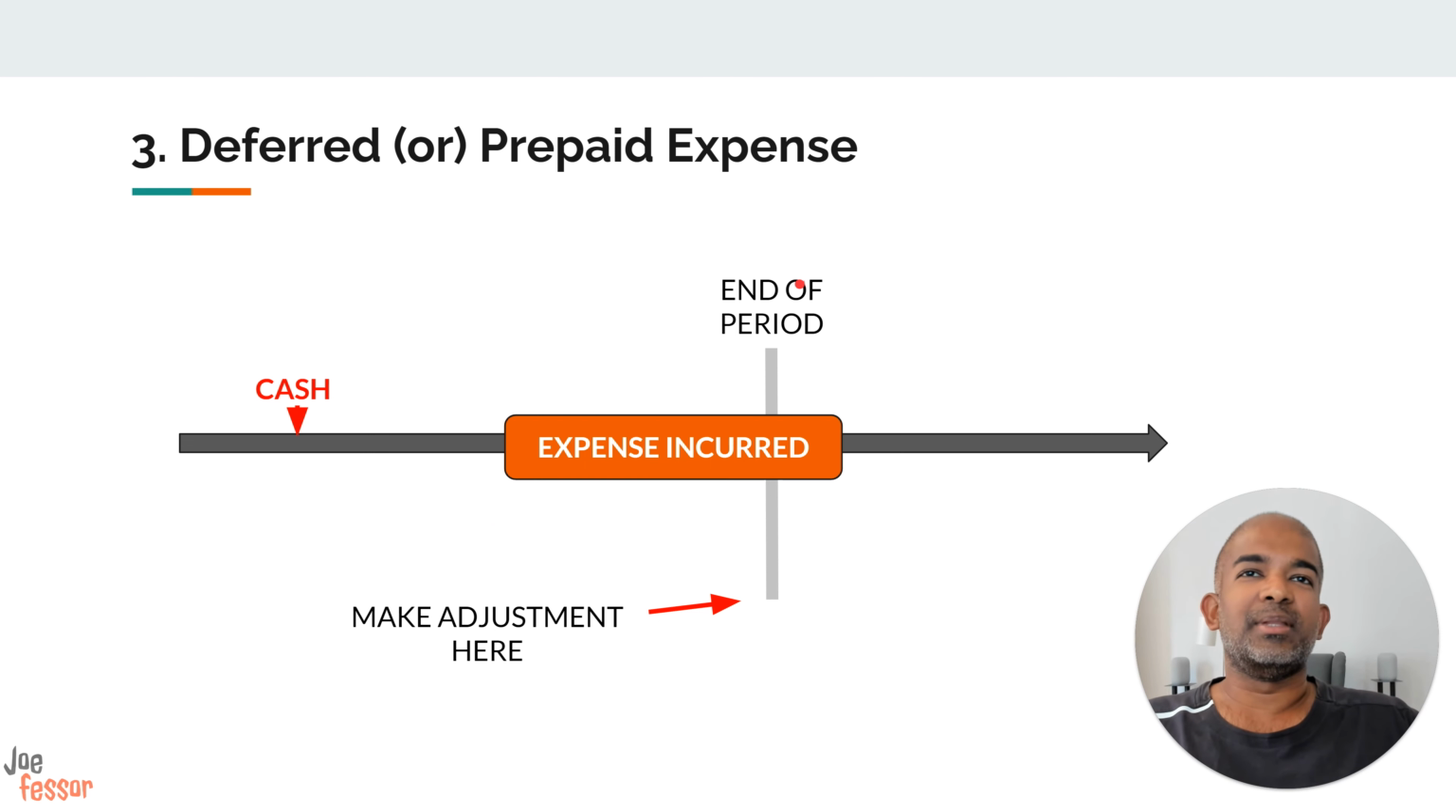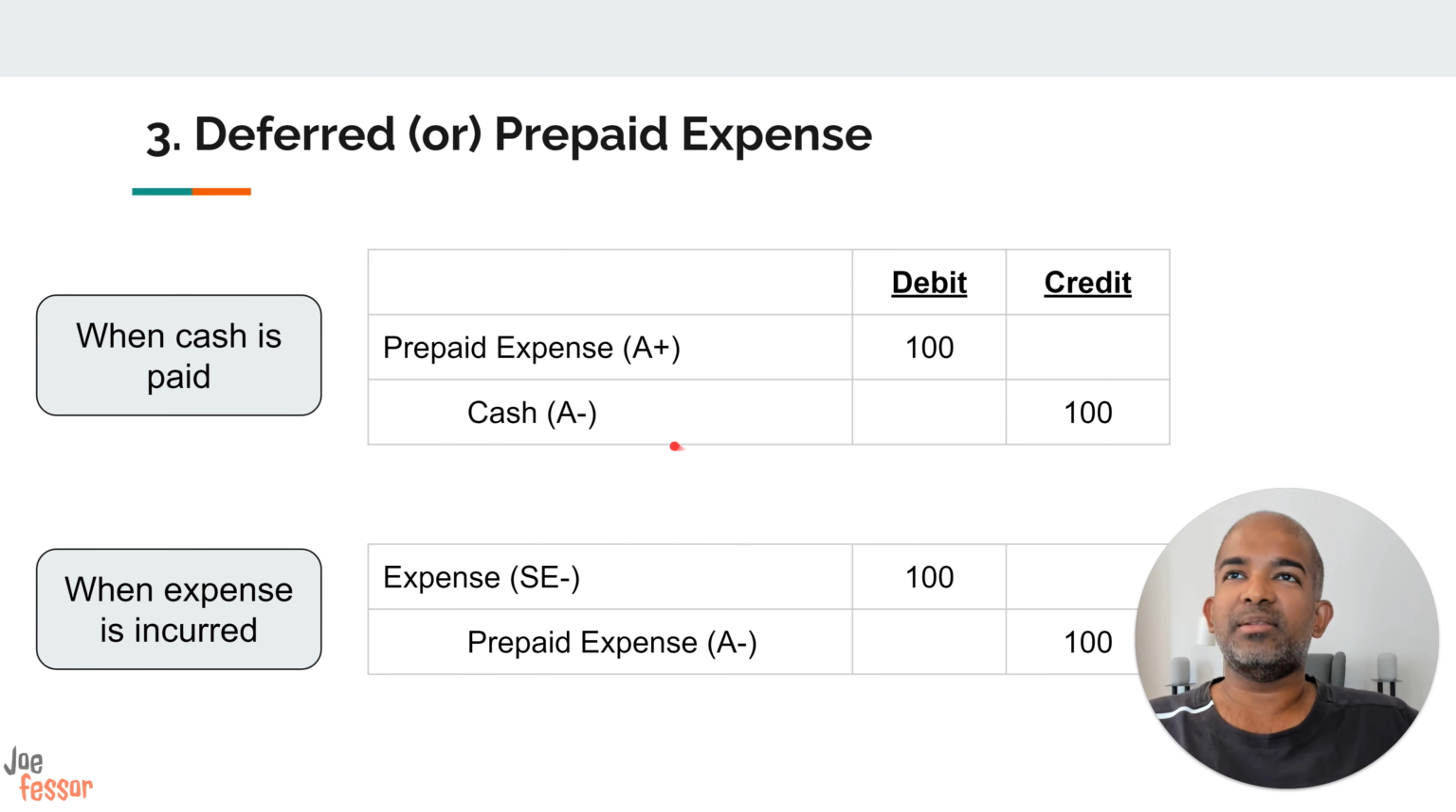To be consistent with the other categories you've seen earlier, you would be making a journal entry at the end of each time period. Now let's see how to make the journal entries in this case. When cash is paid in advance, you would credit your cash account, and you would debit your prepaid expenses account. Prepaid expenses is an asset. Why is that?